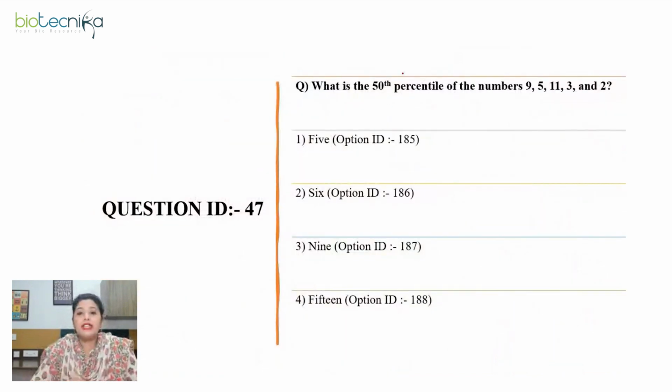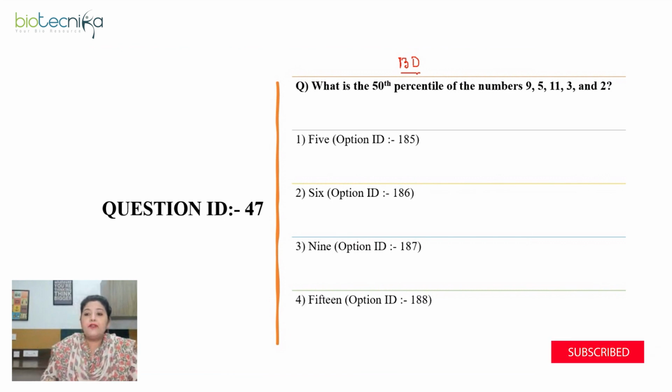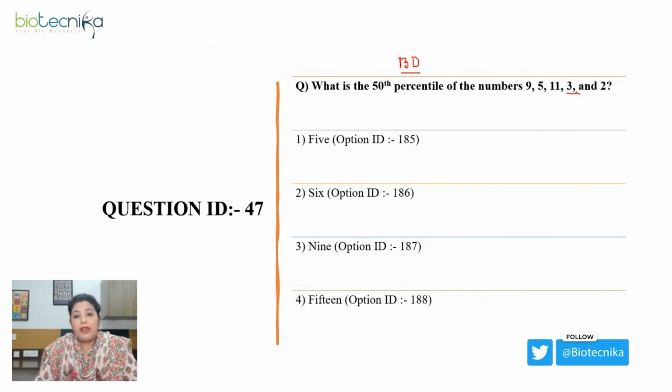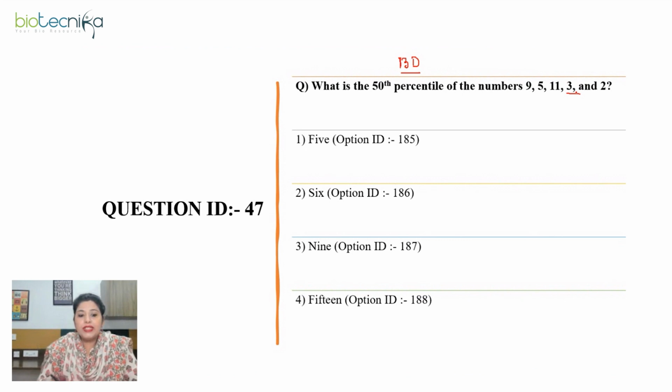The very first question is from subunit 13D, that is statistical methods. The question is about what is the 50th percentile of the numbers 9, 5, 11, 3, and 2. Now, you can only answer this question if you know what is 50th percentile. 50th percentile is the value where 50% of the data fall below it and 50% fall above it. So this is same as definition of median, which you study in subunit 13D, statistical methods.